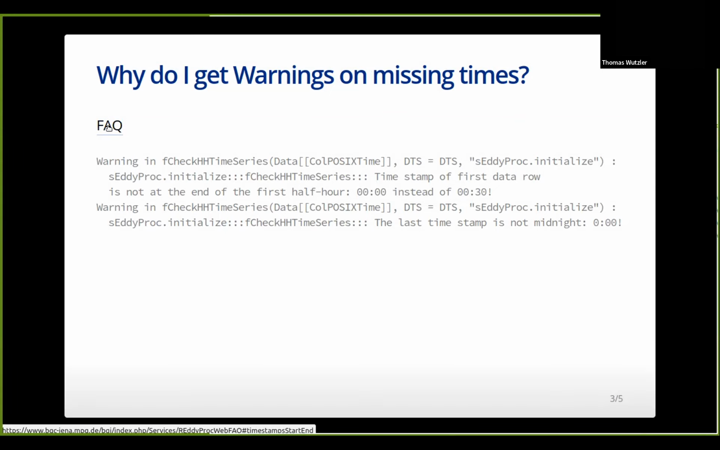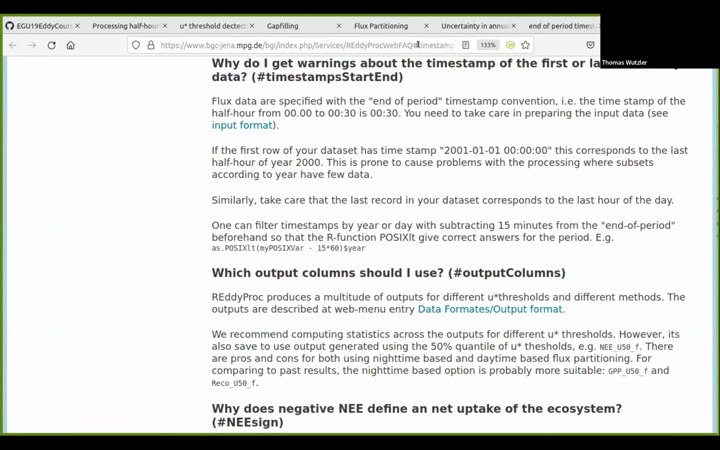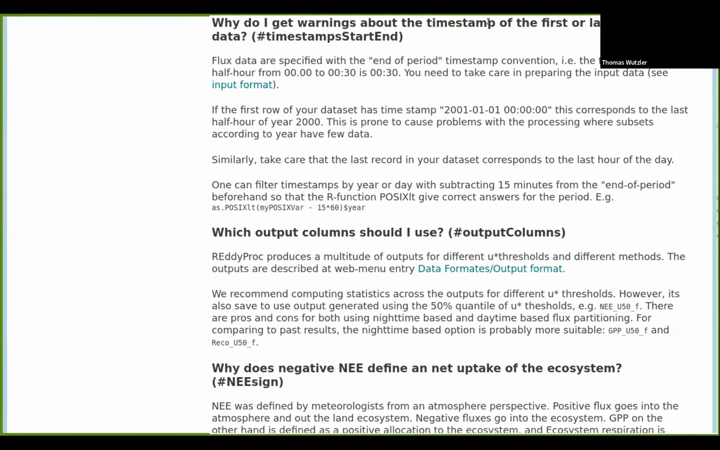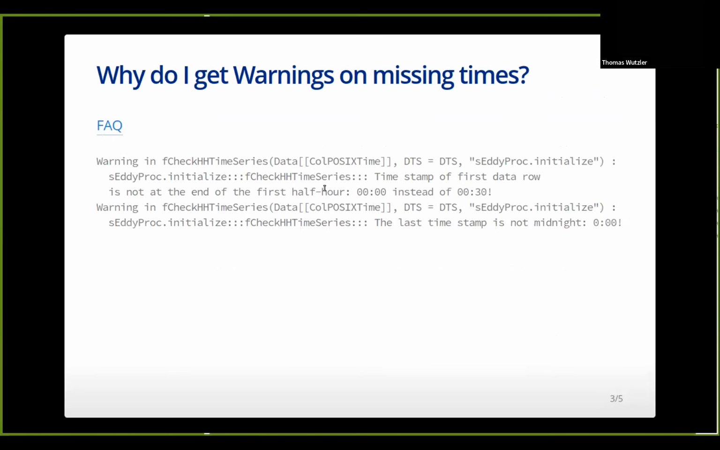It's described in the FAQ. I just open this here. So you see here, it's the address for the online tool at the BGC Jena, and there's an FAQ site. Why do I get these different timestamps in the input forms? I explain it in this line. So here it says it's not at the end of the first half hour, instead of 0:30. And the last timestamp is also not at midnight. REddyProc gives you a warning if your first record is not the first half hour of the day. So one of the requirements of your input data is that you give full days. So you need to start with a record that ends at 0:30, half past midnight, because the first record runs from midnight to half past midnight.